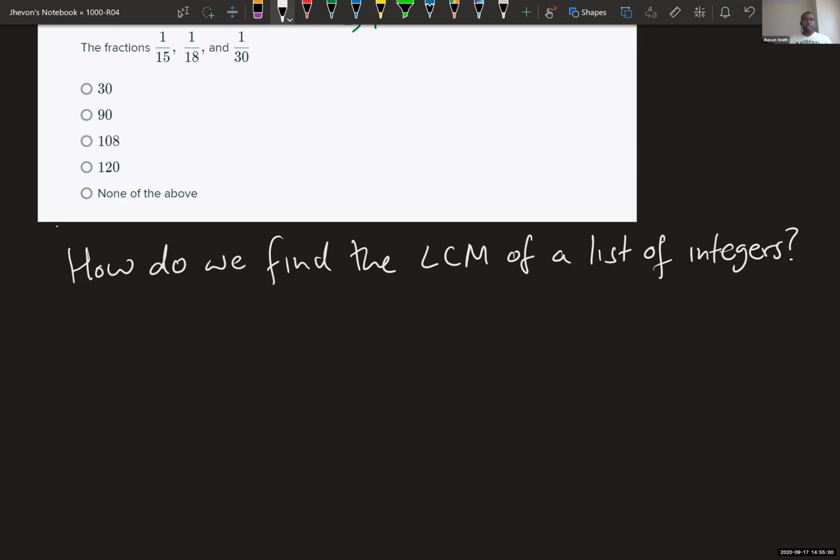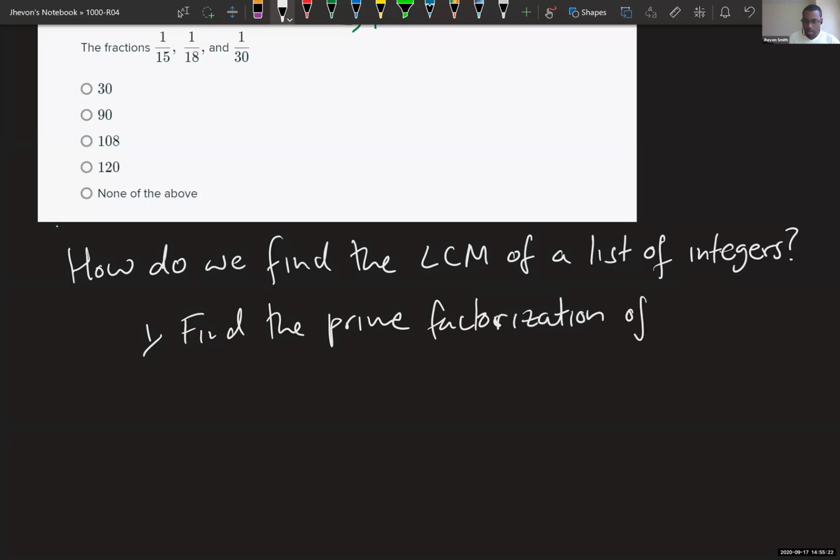Someone describe to me, how do we find them? With the prime factorization. Step one, find the prime factorization of each number. There's a very important theorem in mathematics that says every integer has a unique prime factorization.